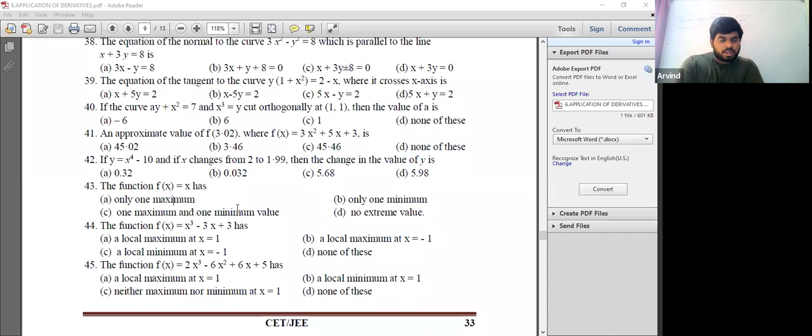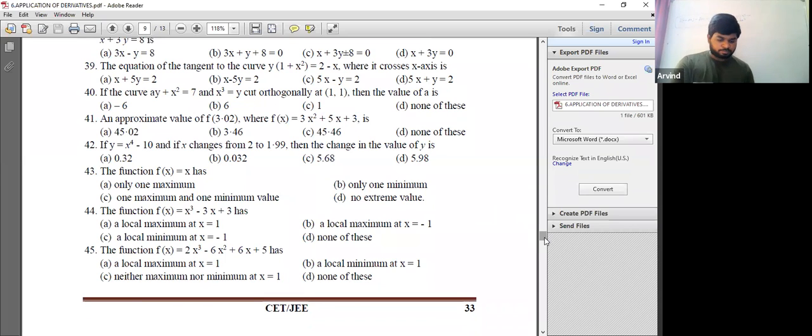The function f of x is equal to x has only one maximum and one minimum, only one minimum, no extreme value. What will be the correct answer? F of x is equal to x.